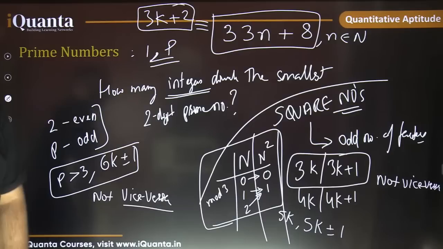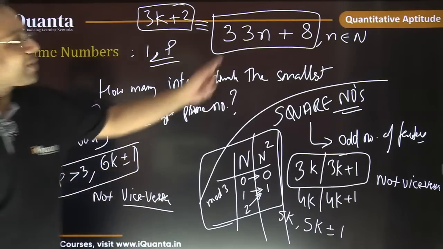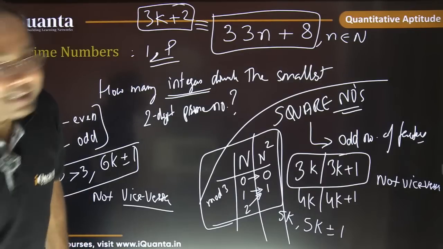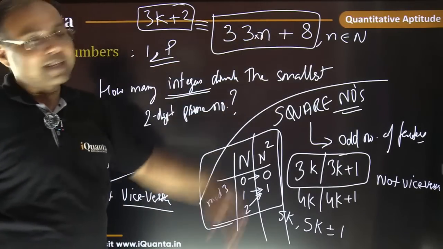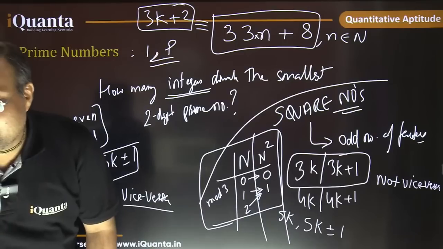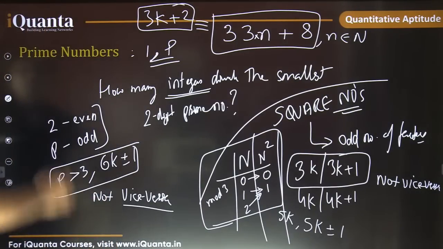This is not a 3-digit number here, Aditya. This is multiplication, 33 times n. This is 33 times n. ठीक है? Okay, I'm moving further now.